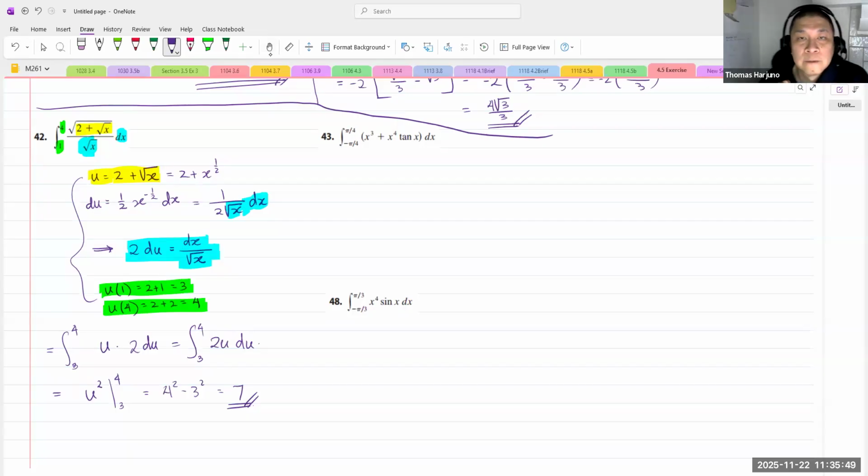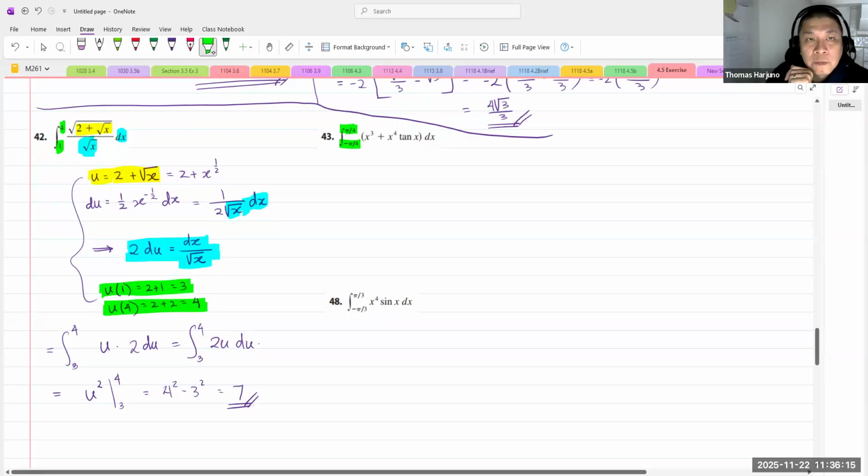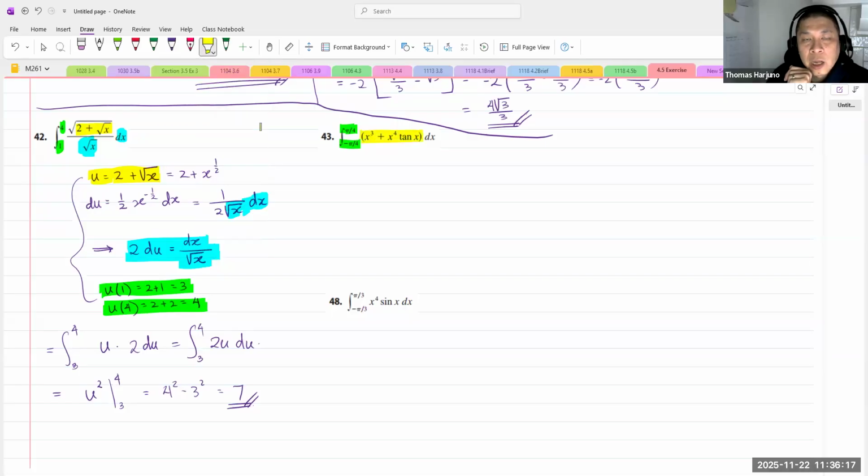Okay, number 43. As much as this seems to be very hard to integrate, actually, it's not integrable yet for your level. X cubed tangent x is not integrable yet at your level. Okay, but I want to bring your attention to the limits of integration. They are opposite. They are opposite integrals, right? So if the integrand happens to be an odd function, which I think you can see, x cubed is odd, right? Tangent x is odd, right? X to the 4th is even. So this should be an odd function.